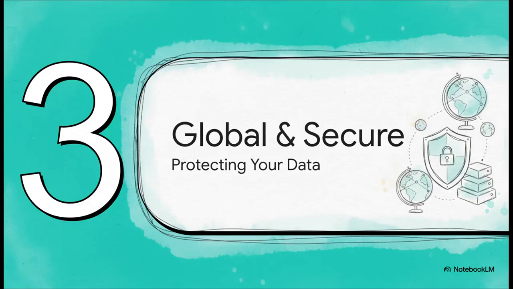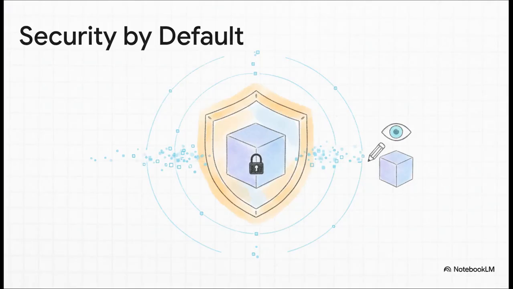Okay, so we've got an infinite warehouse with smart rooms. But that's all pretty useless if the doors are unlocked and it's built on shaky ground, right? So let's talk about the global and secure foundation that makes all of this possible. First off, this whole thing runs on Google's own private global fiber network. That's a huge deal for speed and security. Your data is automatically encrypted, both when it's just sitting there and when it's flying across the internet. You also get super detailed control over who can access what.